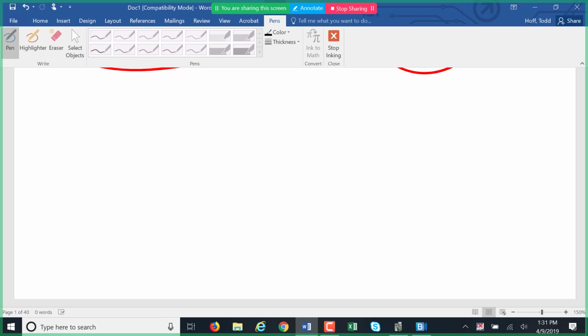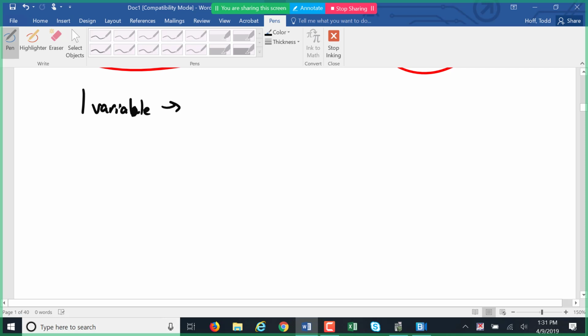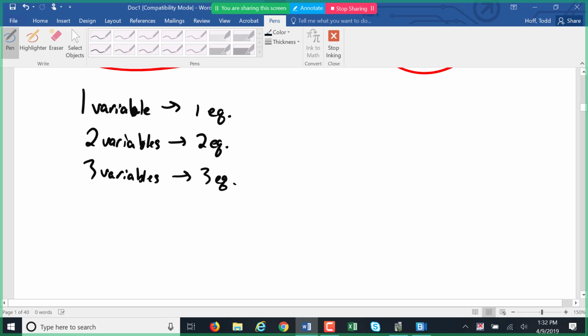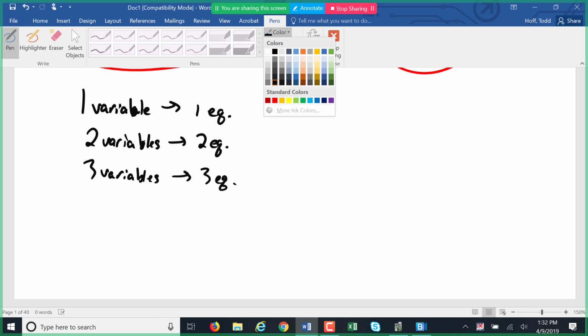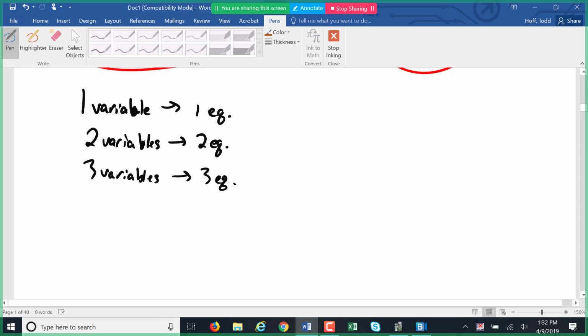You might have seen a pattern here. The number of variables equals the number of equations. If we have one variable, we can solve it with one equation. If there were 2 variables, we had to have 2 equations. Well, now that we have 3 variables, we'll need 3 equations. If you had 7 variables, you'd need 7 equations and a lot of free time.